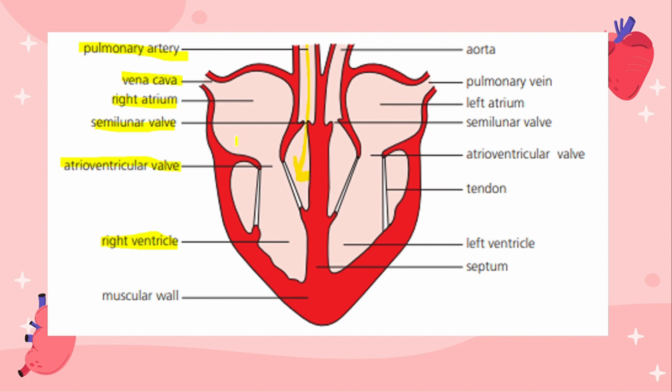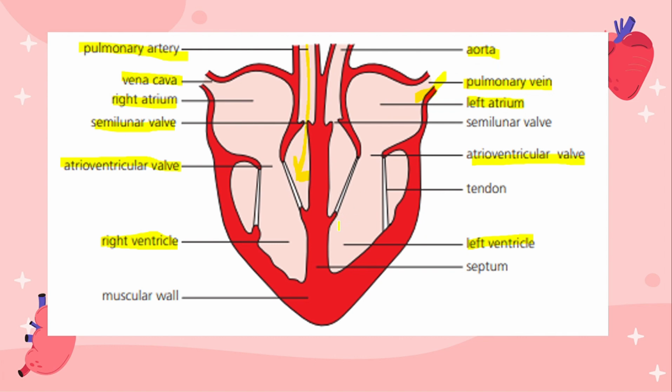Now, after it reaches the lungs and goes back, it goes through the pulmonary vein here, and then it enters our left atrium. Now, after entering the left atrium, it is held in place by the atrioventricular valves. After that, it falls into the left ventricle, and after it is stored in the left ventricle, it will be pumped into the aorta to reach the body.